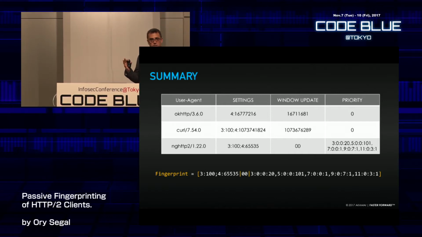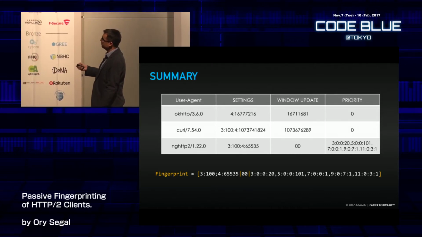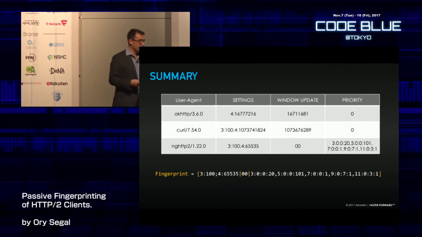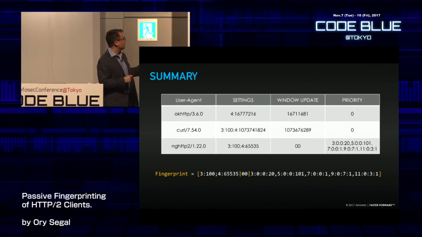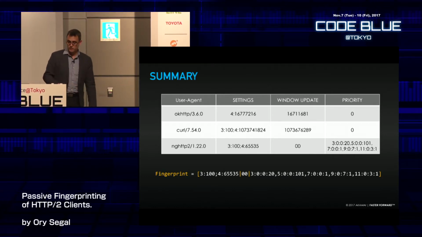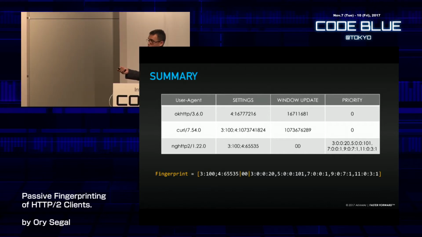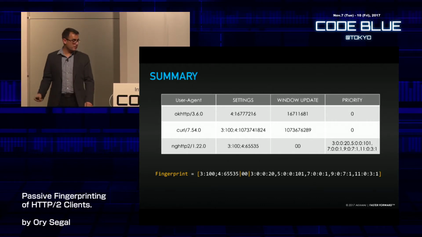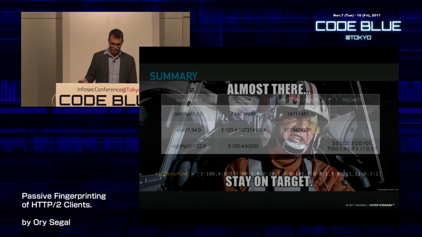I want to stop and summarize for a moment. Up until now, what we have is basically this. These are three examples, by the way, from real clients. The fingerprint that we have up until now contains the settings in the beginning, delimited by pipe, the window update value, which in this case wasn't sent, so it's 0, and then the priority and the weights. I hope this is clear.